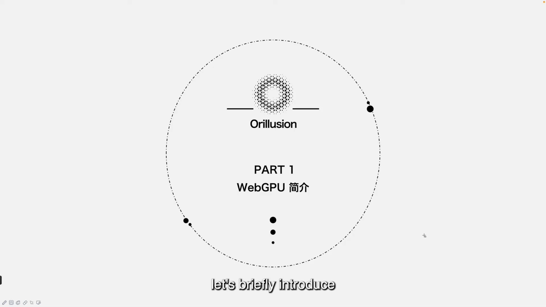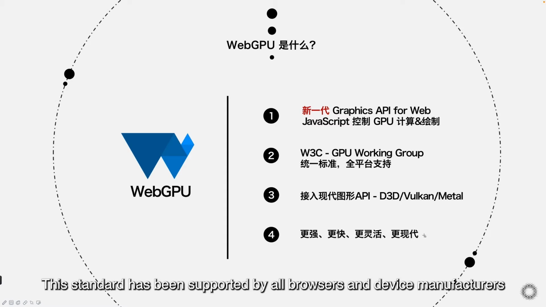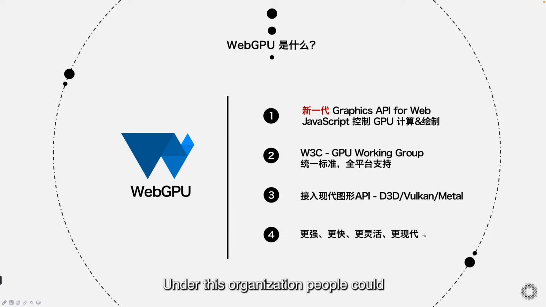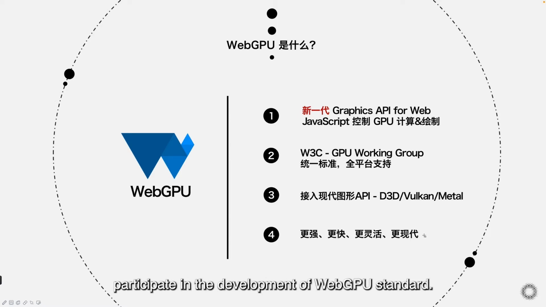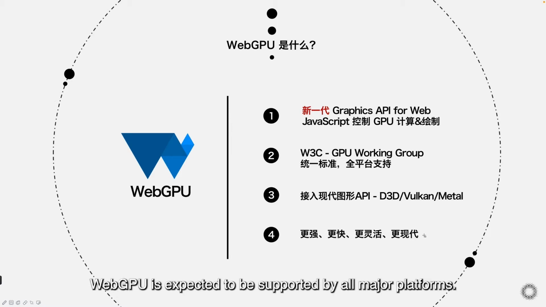First of all, let's briefly introduce the background of WebGPU. So what is WebGPU? As the name implies, WebGPU uses JavaScript to control the GPU to calculate and draw on the web. It is a new API standard defined by the W3C organization. This standard has been supported by all browsers and device manufacturers. Under this organization, people could participate in the development of the WebGPU standard. WebGPU is expected to be supported by all major platforms.